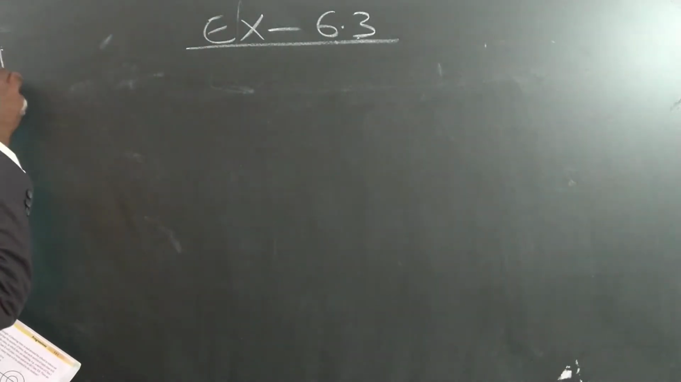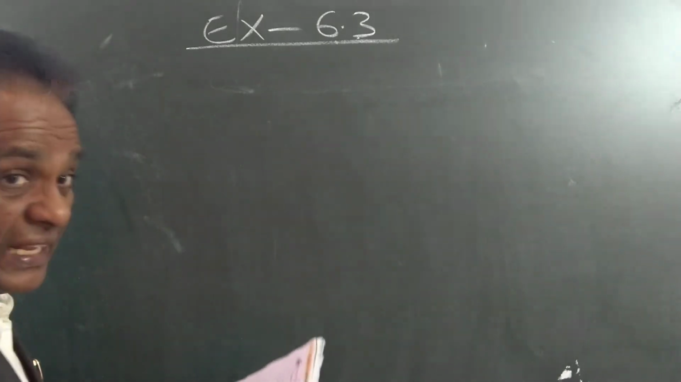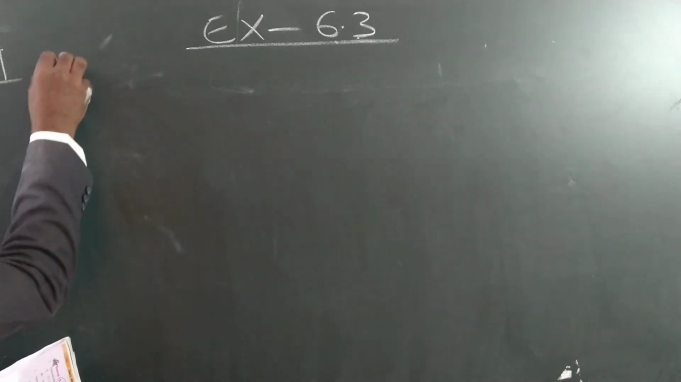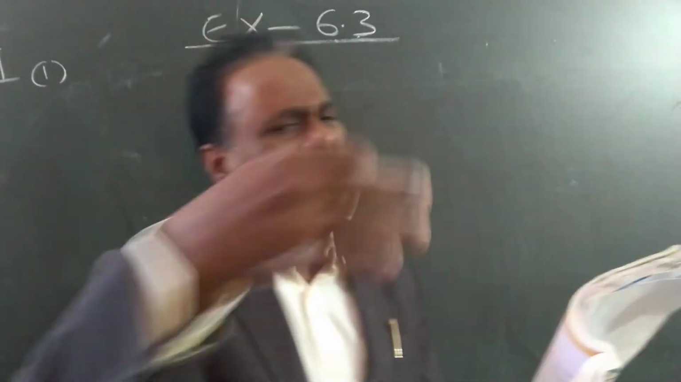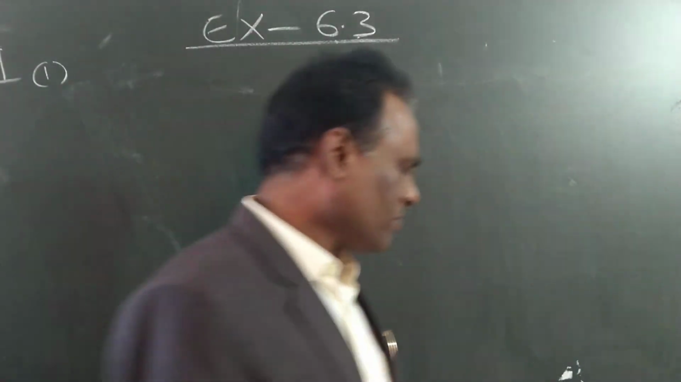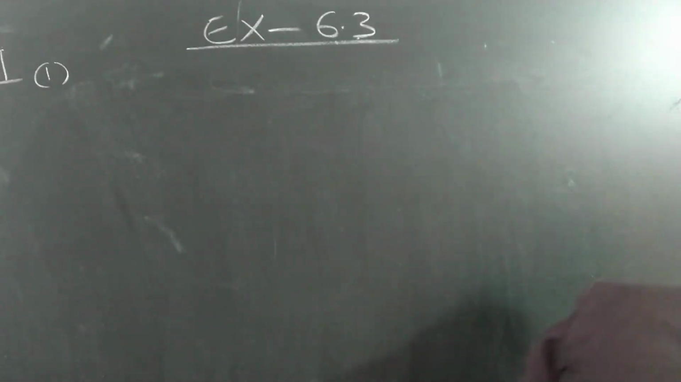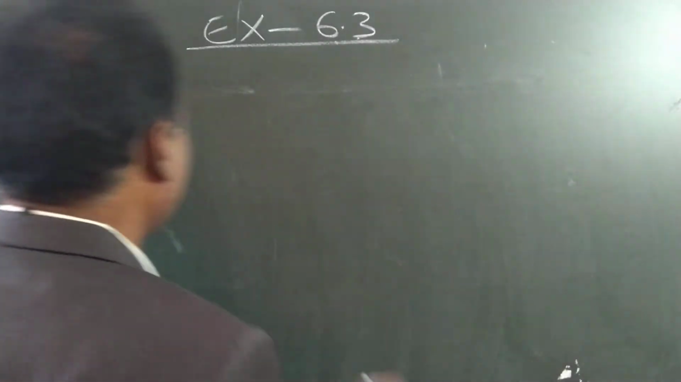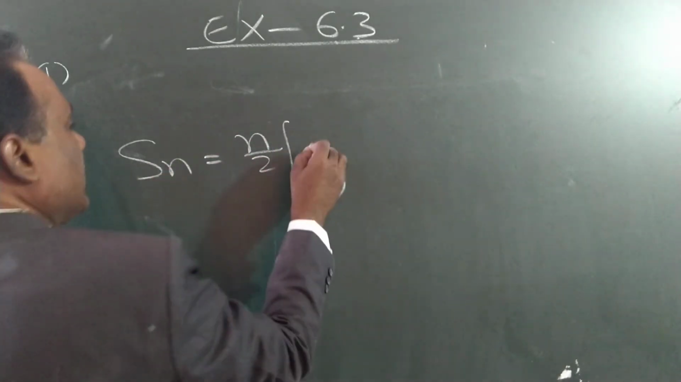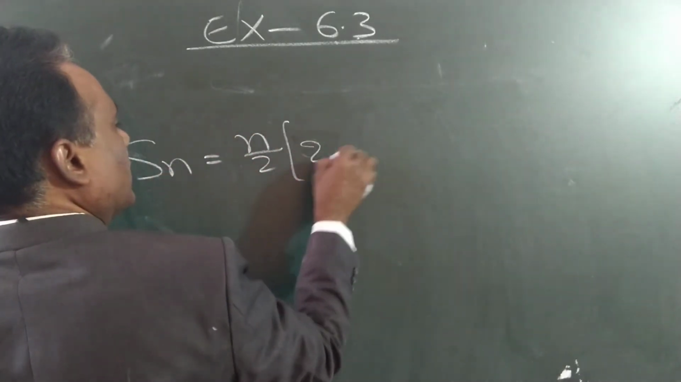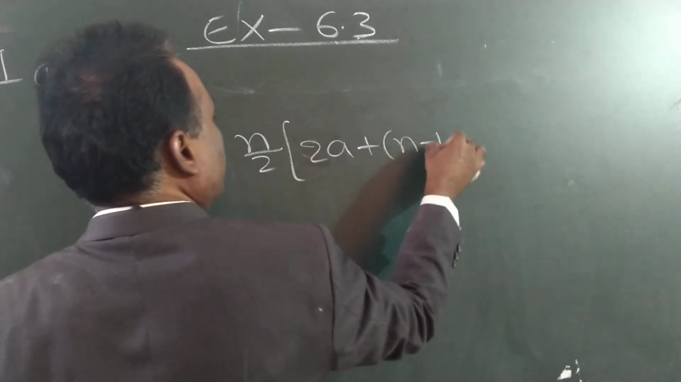Students, last exercise in arithmetic progression. Read the question: find the sum of. So all problems are the same model, sum like that. Before this, I will give one more formula. So sum is equal to, what is the formula? N by 2, 2a plus, I am again writing the formula, sum of n terms formula.